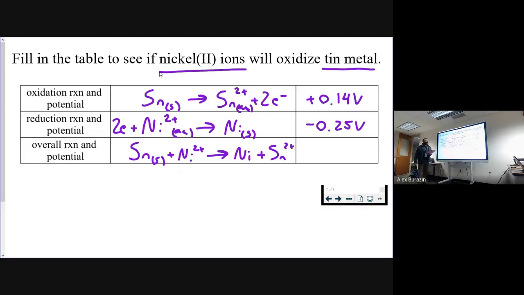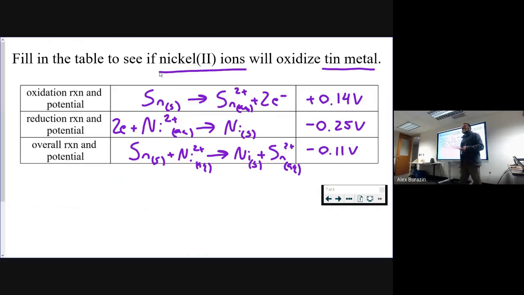What's the potential of this redox reaction? 0.11? Yeah. So, is this going to be a good battery? No, it's not going to do a darn thing. Okay, this is not going to be useful. It's not going to work.